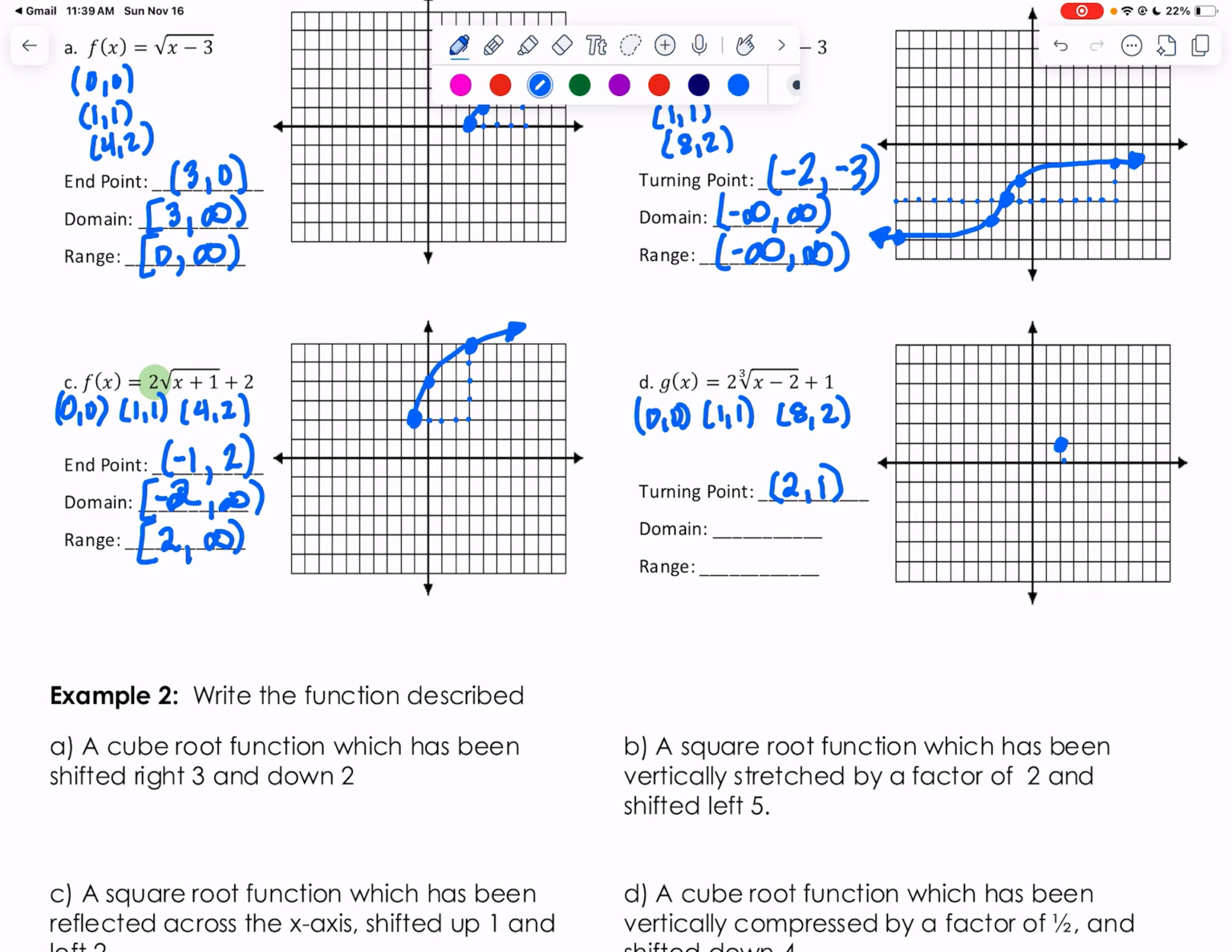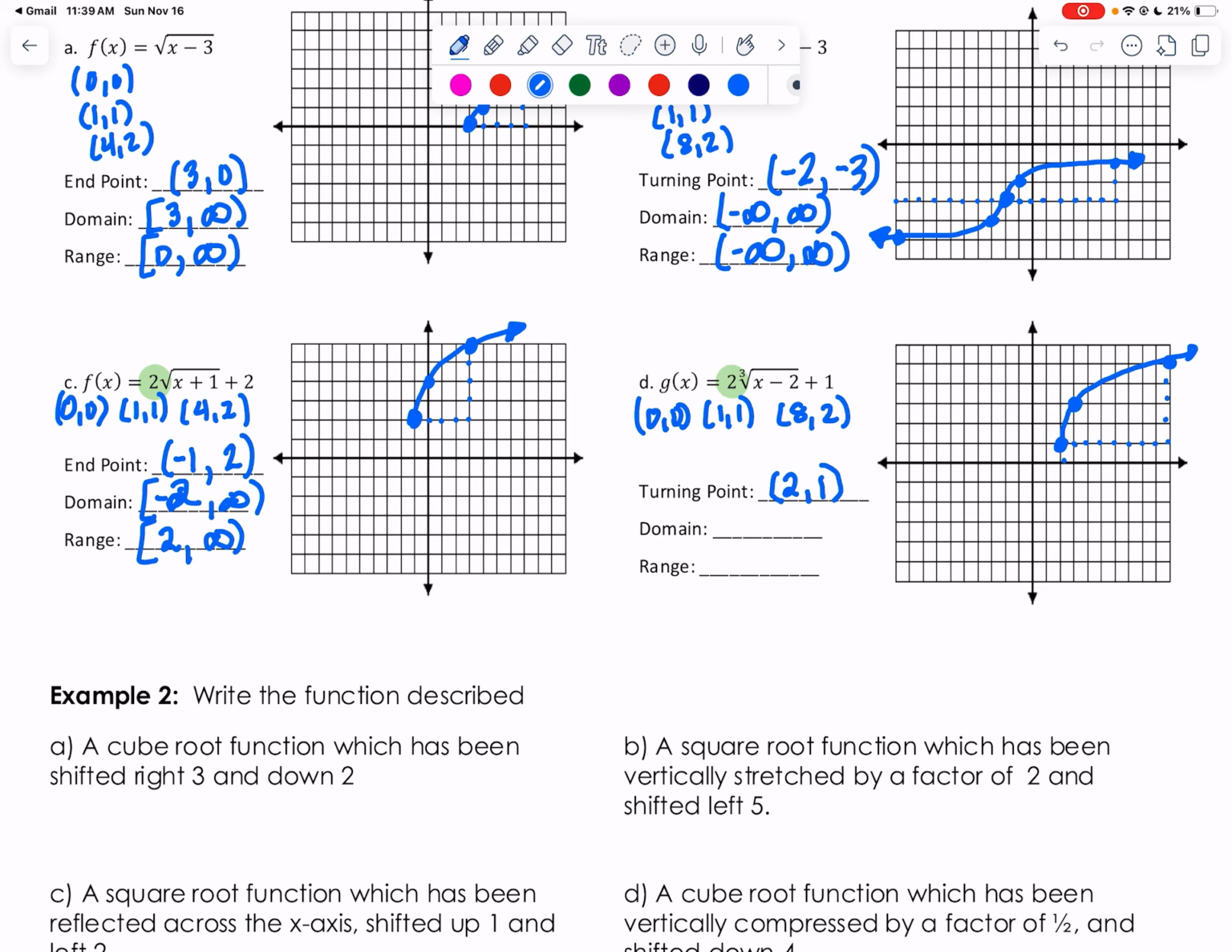But what I want you to notice is this function has also been vertically stretched by a factor of 2. So from this point right here, instead of going over 1 and up 1, we're going to go over 1 and up 2 because we've been vertically stretched by a factor of 2. So over 1, up 2. And then for the third critical point, (8, 2), instead of going over 8 and up 2, we'll go over 8 and up 4. So 1, 2, 3, 4, 5, 6, 7, 8. 1, 2, 3, 4. So our right branch is going to look like this.